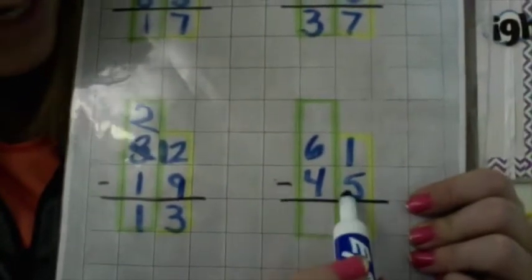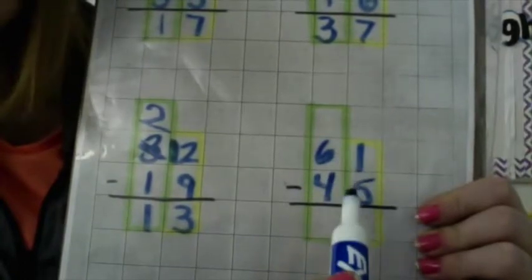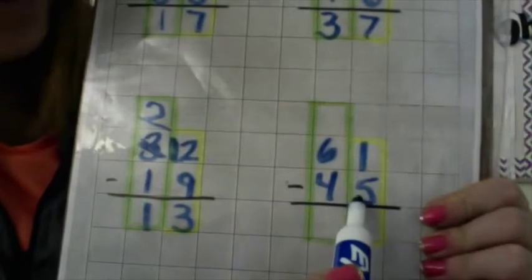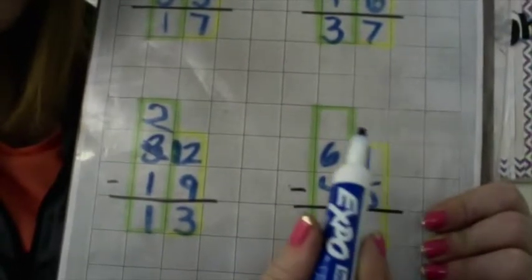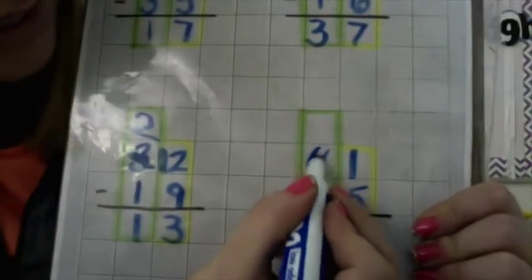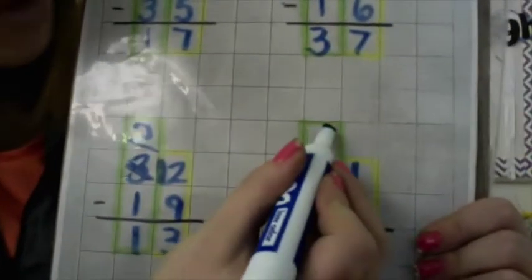1 minus 5. Is there more on the top or more on the floor? More on the floor. When there's more on the floor, we've got to go next door and take 10 more. So I'm going to take 1 away from the 6. What is 6 minus 1? 5. Very good. So we're going to give 10 next door to our ones.